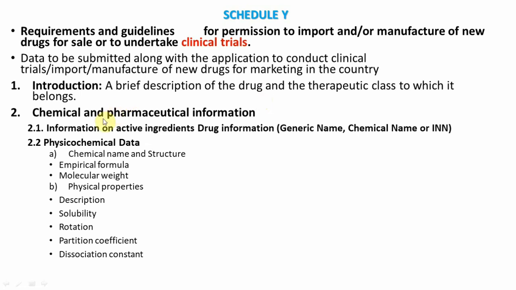Second, chemical and pharmaceutical information. The information on active ingredients, drug information, that is generic name, chemical name. Then physicochemical data, that is chemical name and structure, empirical formula, molecular weight. Physical properties include description, solubility, rotation, partition coefficient, association constant. Then in analytical data, elemental analysis, mass spectrum, NMR spectra, IR spectra, UV spectra, polymorphic identification.